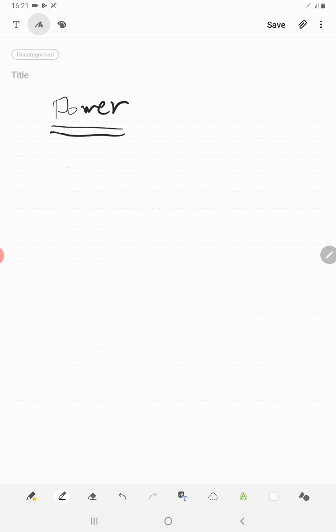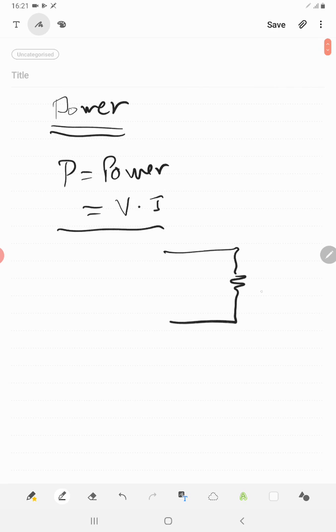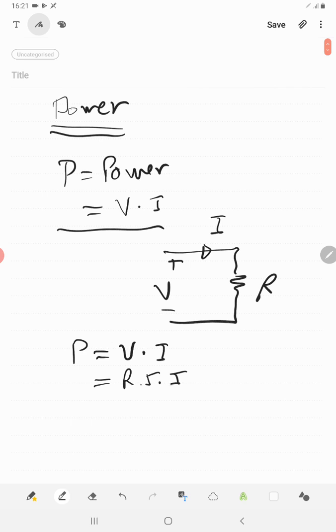Okay. Power P is defined as the voltage times the current. So if we take a resistor R, with plus minus V, and there's a current passing through that resistor, what is the power? Power is simply equal to V times I, and from Ohm's law, V equals R times I, then times I, okay? So this will give you R I squared.